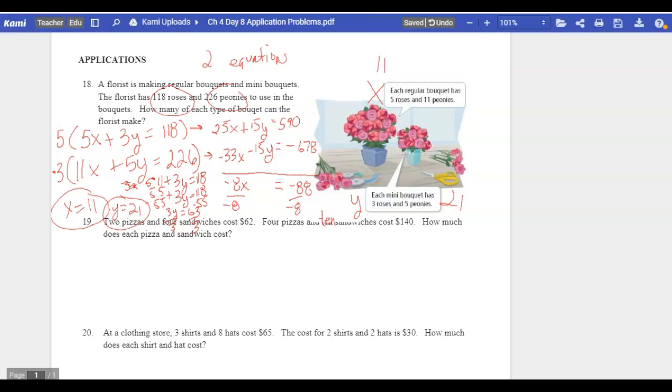All right, so I'm going to set up the next one for you because this is how a lot of these go. And these ones are a little easier. It says 2 pizzas and 4 sandwiches cost $62, and then 4 pizzas and 10 sandwiches cost $140. How much does each pizza and sandwich cost? So now we'll just do pizza and sandwiches. If you have 2 pizzas and you add 4 sandwiches, that equals 62. And then if you had 4 pizzas and you add that to 10 sandwiches, that would equal 140.